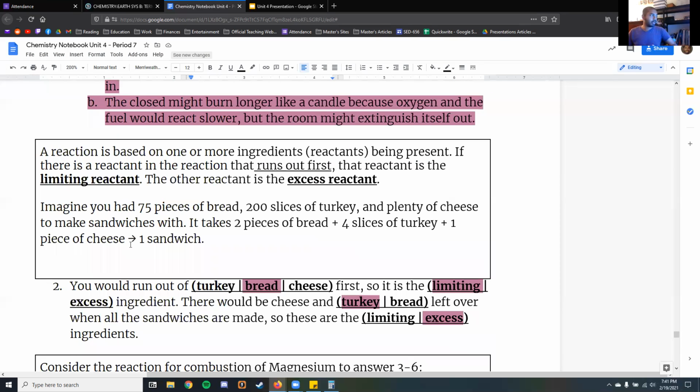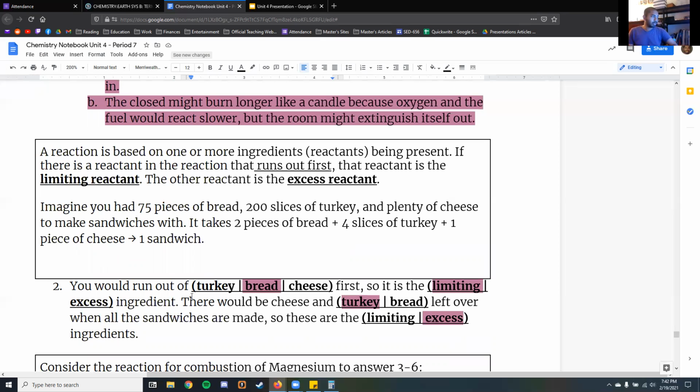You got 2 pieces of bread per sandwich. If you have 75 pieces of bread, that's about 37 sandwiches, more or less, 1 slice left over. You have 200 slices of turkey and 4 slices of turkey per sandwich. That's 50 sandwiches worth of turkey you got. And so 37 sandwiches for the bread, 50 sandwiches for the turkey. Our bread here is our limiting reactant.